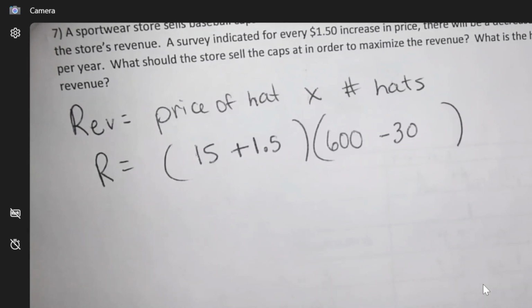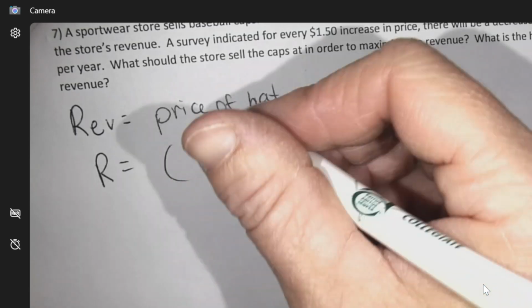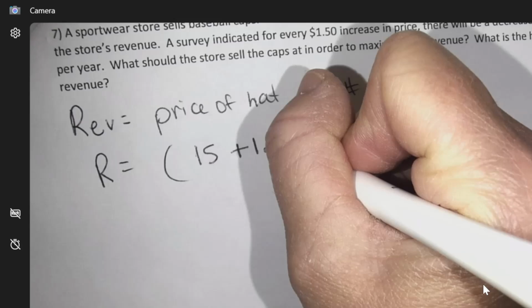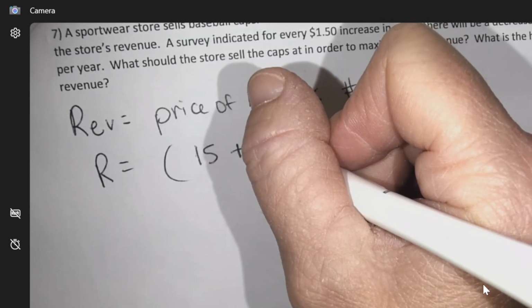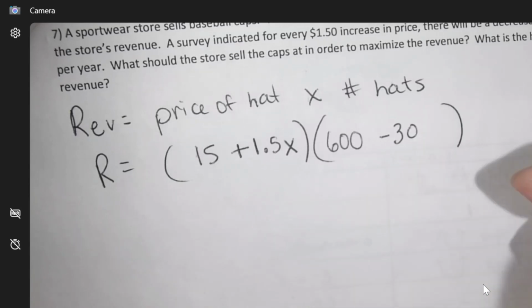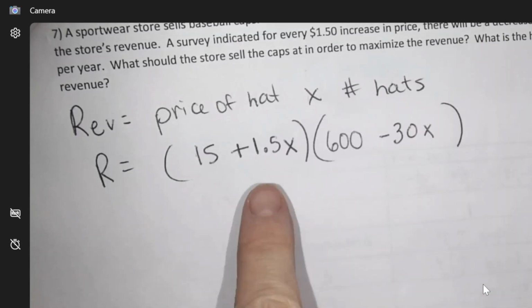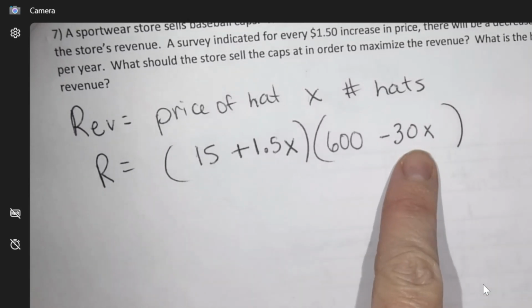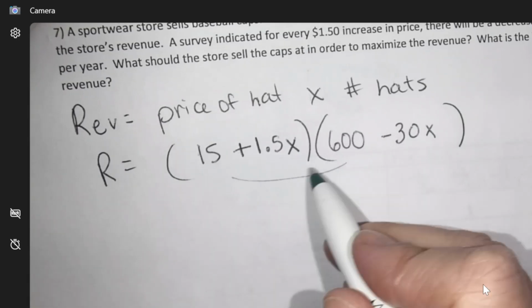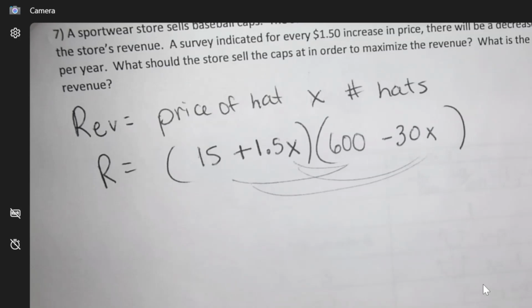What am I missing? An X. So $1.50, you don't know. You might do it once, you might do it twice, you might do it 3 times. You don't know. But for each time you do that, what happens to the 30? So if this goes up twice, this goes down 60. Okay, what would your next step be? I need you to give me some foiling on that.